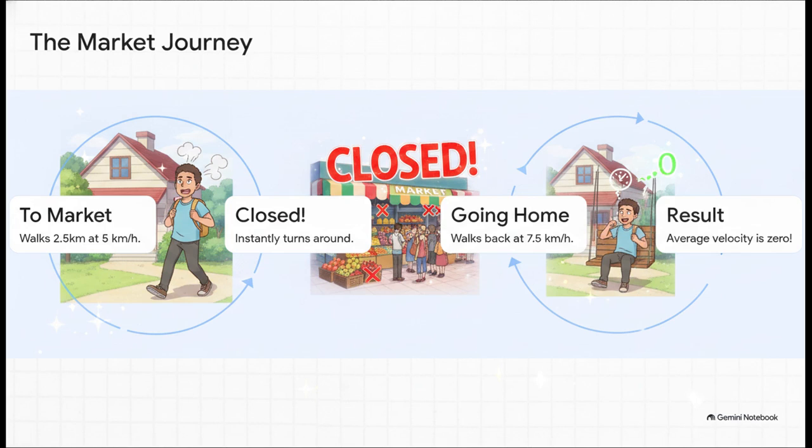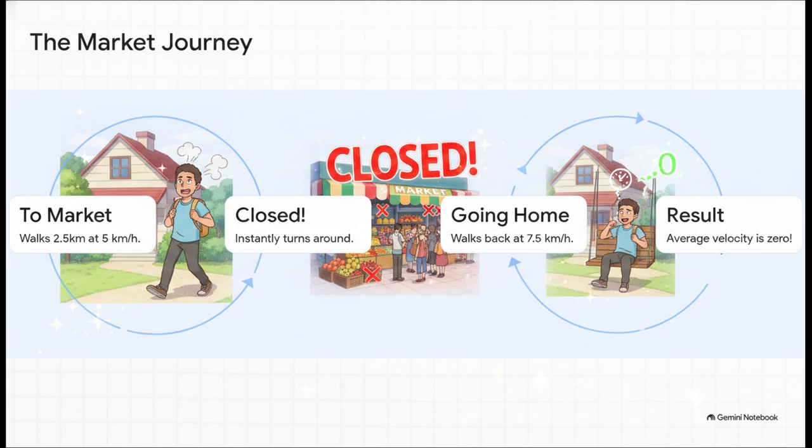changing. I absolutely love this scenario because it highlights the hilarious reality of vector math. Picture a guy walking from his house to a market 2.5 kilometers away. He takes his time, strolling at 5 kilometers per hour. But he gets there and the market is closed. Annoyed, he immediately spins around and power walks back home at 7.5 kilometers per hour.